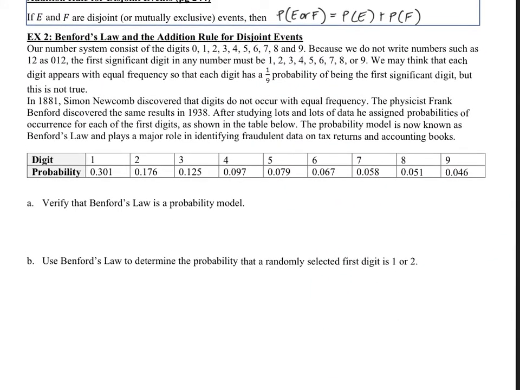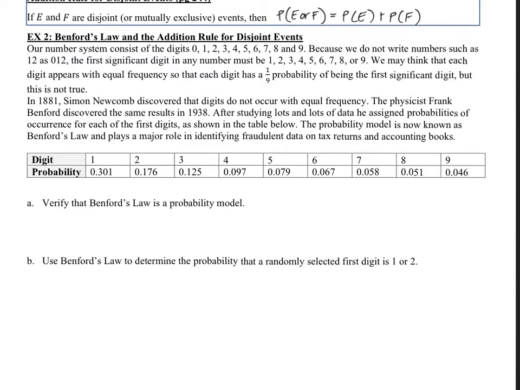Let's take a look at example 2, Benford's law and the addition rule for disjoint events. Our number system consists of the digits 0, 1, 2, 3, 4, 5, 6, 7, 8, and 9. Because we do not write numbers such as 12 as 012, the first significant digit in any number must be one of the following. We may think that each digit appears with equal frequency, which is what I would think, so that each digit had a ninth probability of being the first significant digit. But this is not true.